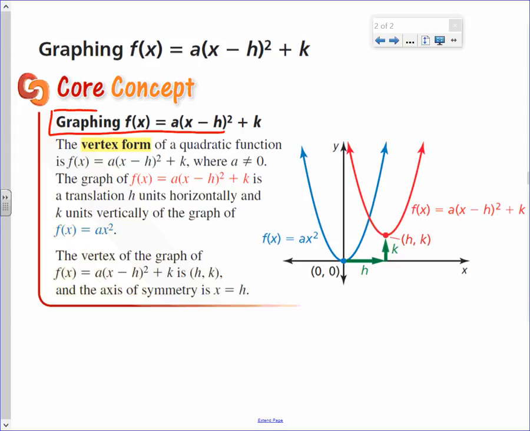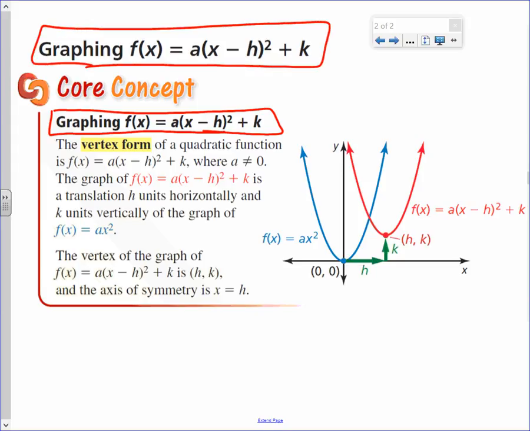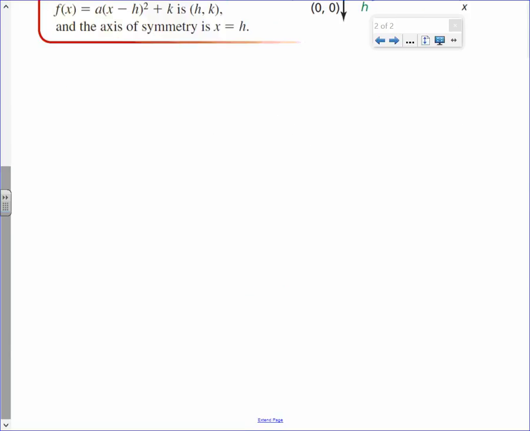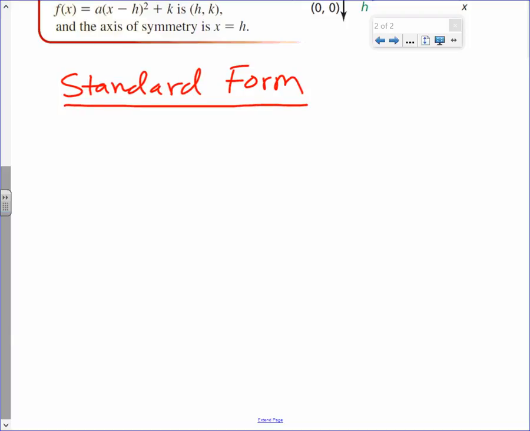So, graphing f of x equals a times x minus h squared plus k. What is this? Well, you guys are used to this. On the note section underneath, write standard form. For the last month, you guys are no stranger to this form here. F of x equals ax squared plus bx plus c. We know that. We can do that in our sleep.